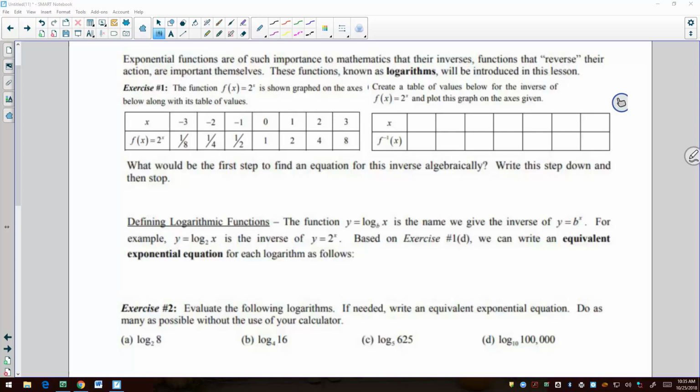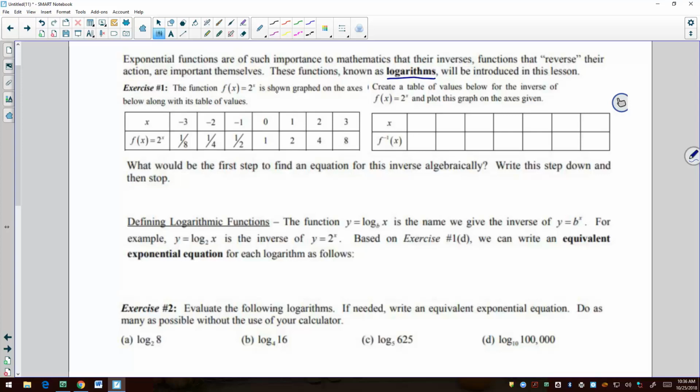So we're going to start by, first of all, let me just explain what this sentence says. It says, exponential functions are of such importance to mathematics that their inverses, which you guys know how to do, are functions that reverse their action. So the opposite or reversing of multiplication would be division, reversing addition, subtraction, reversing squaring, you square root, and so forth, are important themselves. These functions, known as logarithms, will be introduced in this lesson. So logarithms are the inverses of exponents.